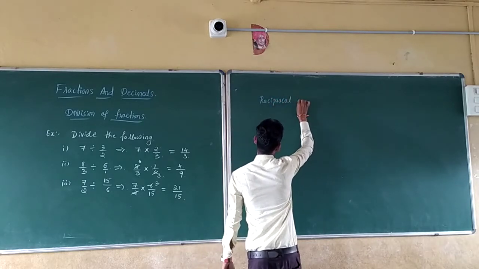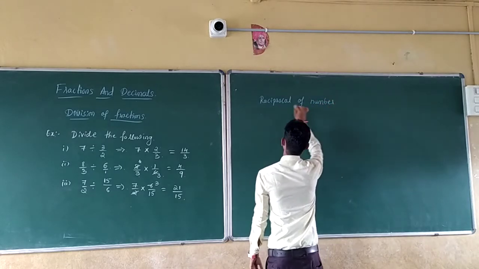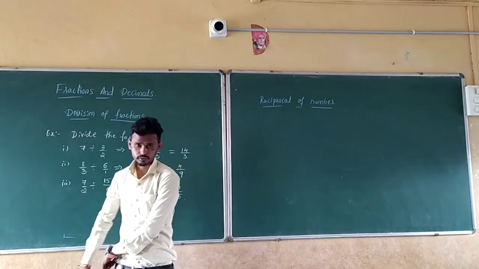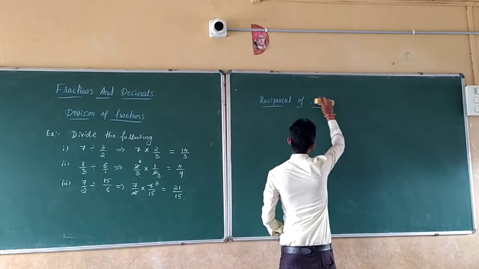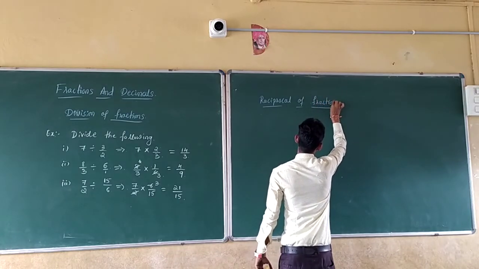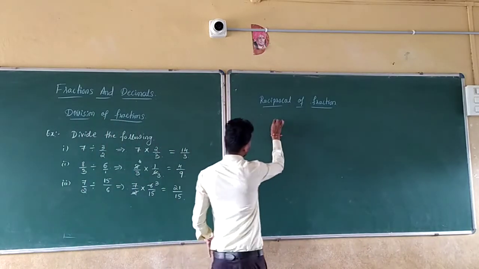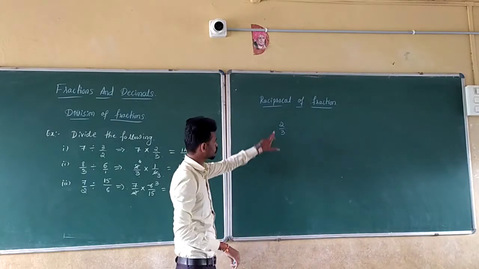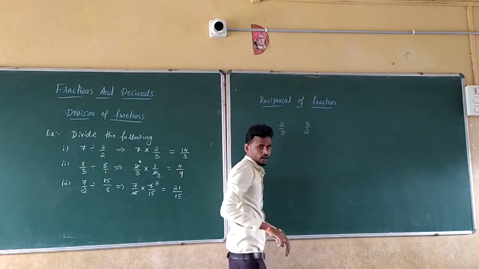Reciprocal of a number. Reciprocal of a number means, or of a fraction, let us take this one as a fraction. Reciprocal of a fraction means writing the reverse of the given number is called the reciprocal of that number. Means 2 by 3 is there. Reciprocal of that number means 3 by 2.